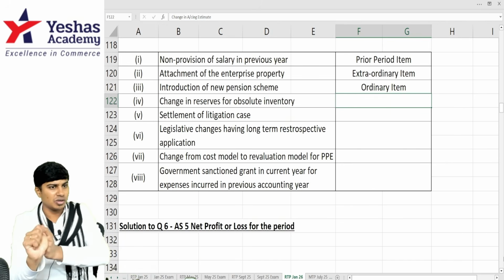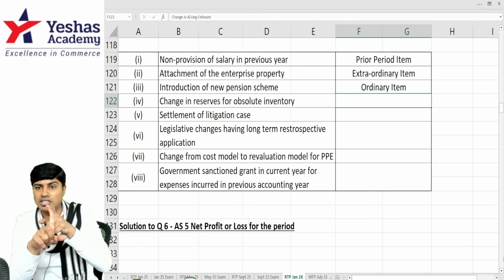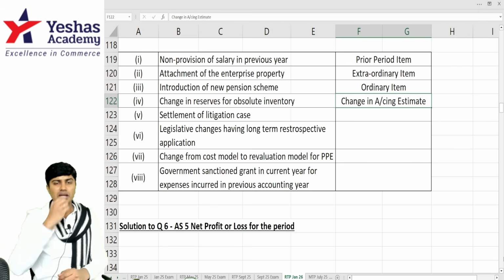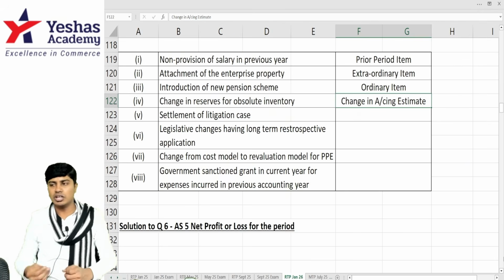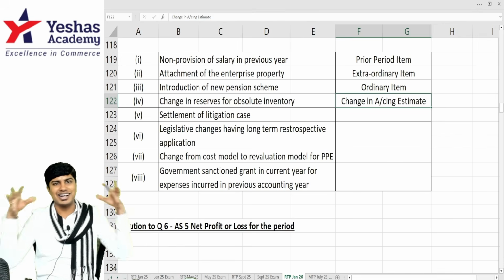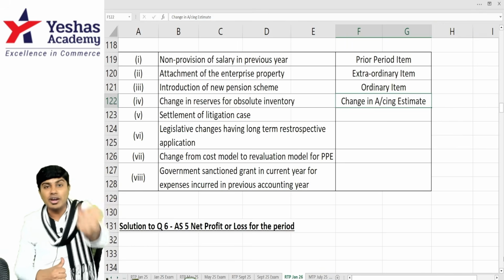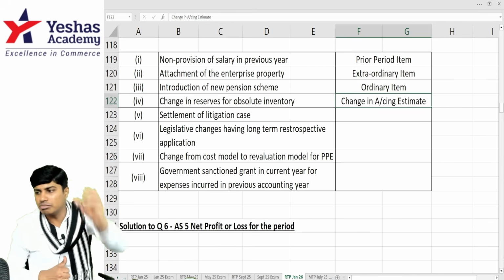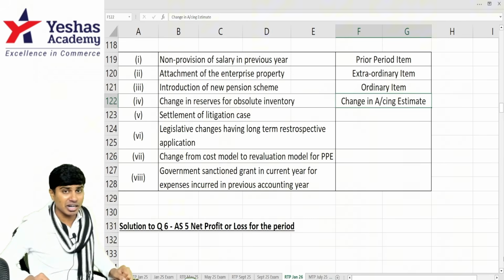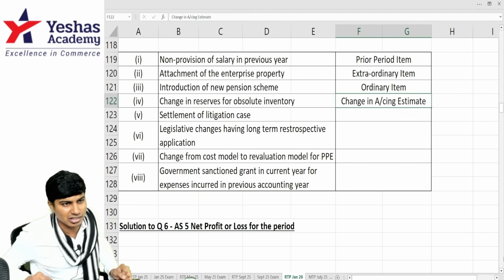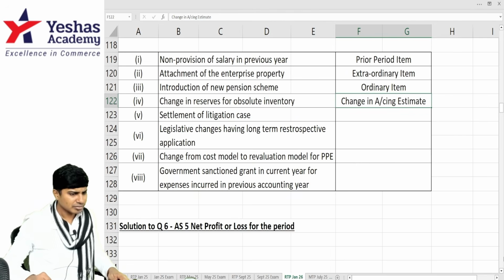Expected realizable value is an accounting estimate. Provision created for loss is an accounting estimate. When it changes, it is called a change in accounting estimate. An accounting estimate is made based on past experience and present situation. Based on better understanding and more experience, an accounting estimate will go through some change. Such a change in accounting estimate is to be given prospective effect, not retrospective effect.